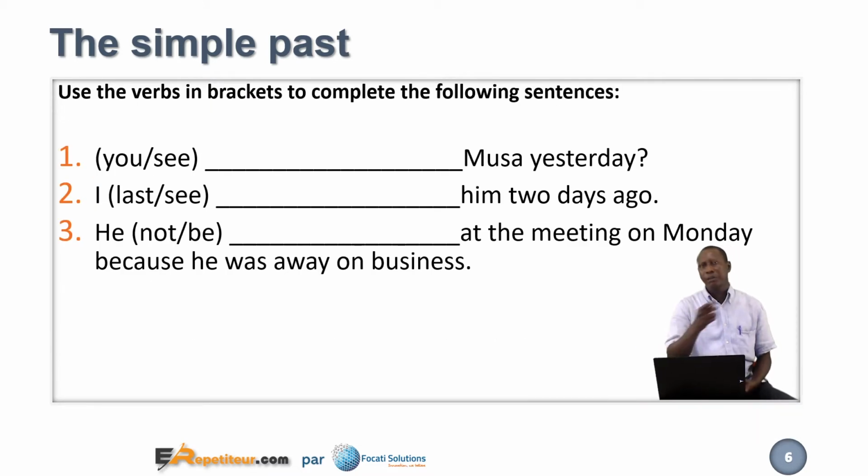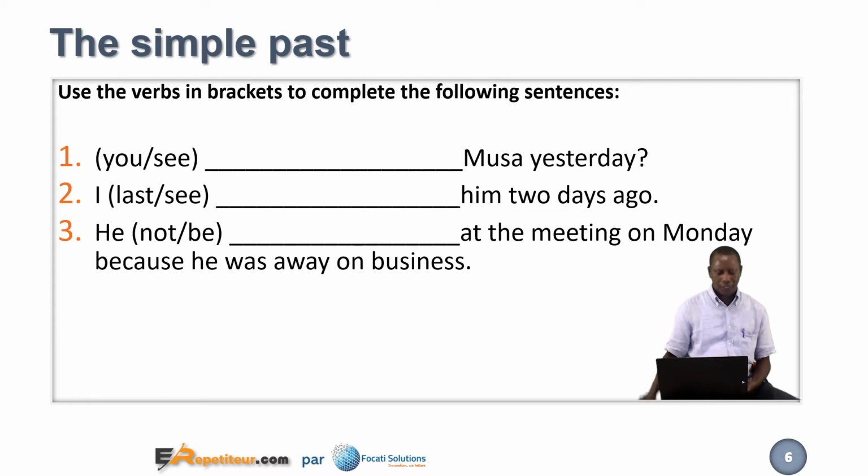Now, you have on the board some examples of sentences. We're going to do it together. Example, number 1. You to see Musa yesterday. What is the answer? It is a question. So, did you see Musa yesterday?